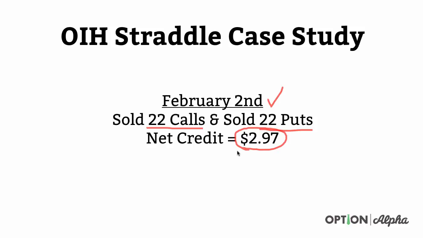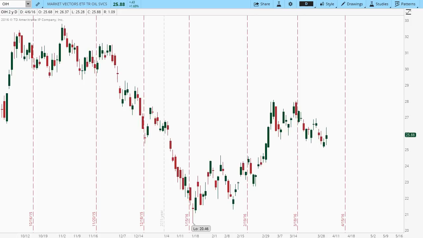So again, what we talked about earlier in this video is that when you enter these straddles, you're going to take in a bigger credit naturally. So that means that our break-even point is going to be $3 above and below the 22 strike from the beginning. But when we actually go to the chart here of OIH, what you can see is that when we entered our trade here in February, we basically picked the bottom of the market.